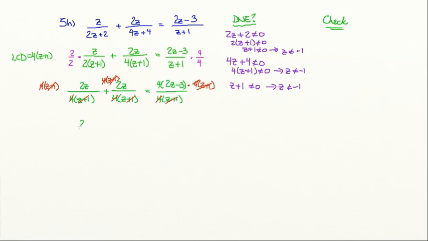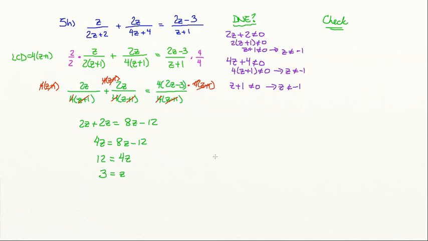And I have 2z plus 2z equals 4 times 2 is 8z minus 12. Numbers on one side, letters on the other. Let's subtract 4z from both sides and add 12 to both sides. So I have 3 divided by 4, 3 equals z.